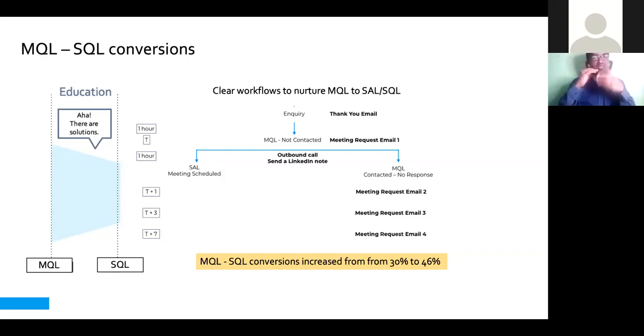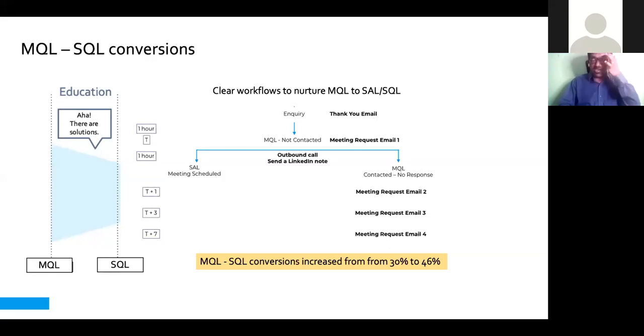Let's say a BDR or an SDR rep would possibly call them and ask them, okay, what is your requirement? What are the pain points you're truly facing? And this is probably one of the most important stages in the funnel, where a lot of the MQLs would drop out unless you have a very tight workflow setup.